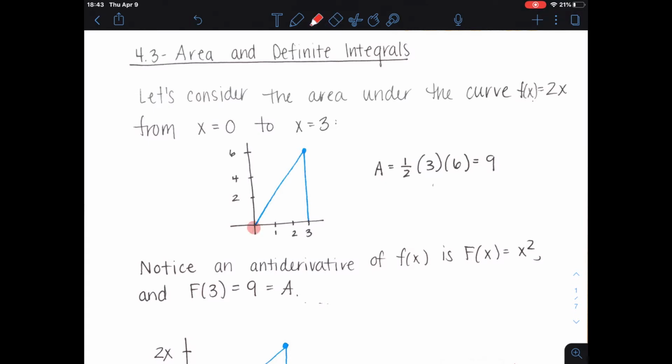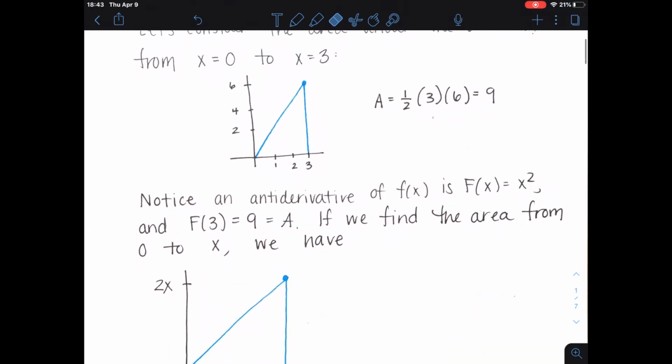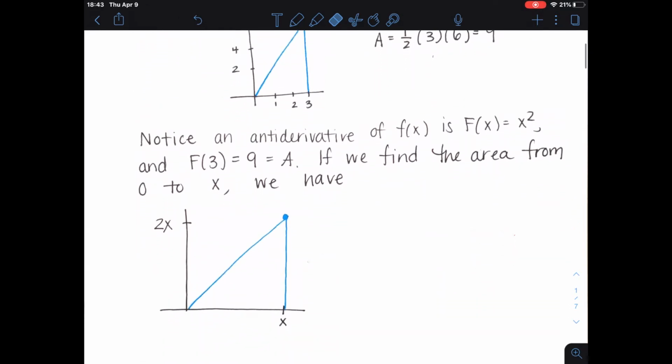But it's also going to have to do something with this initial starting point, but if you notice, the function at 0 is just going to be 0. So this is going to help us calculate the area. So let's try to do it a little more generally. Let's find the area from 0 to x.